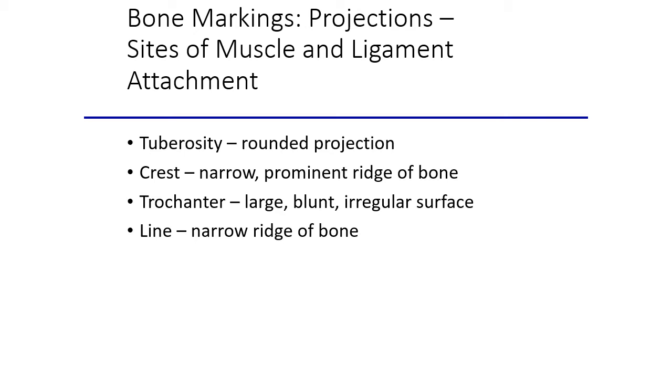Where we have a muscle that attaches along the length of a long bone, oftentimes we find a line on the bone. This can also occur on other bones as well, but we have this narrow ridge that it creates as that muscle attaches into it. A little bit different from a crest, as the crests are typically right along the edge of the bone.